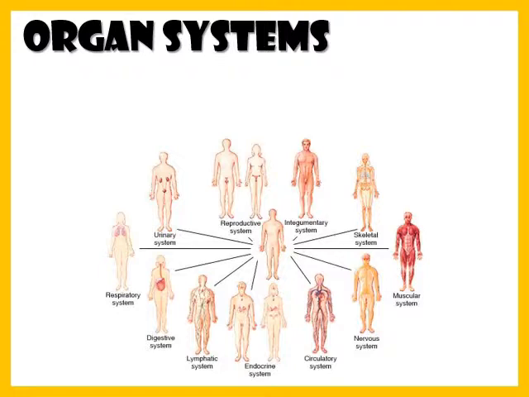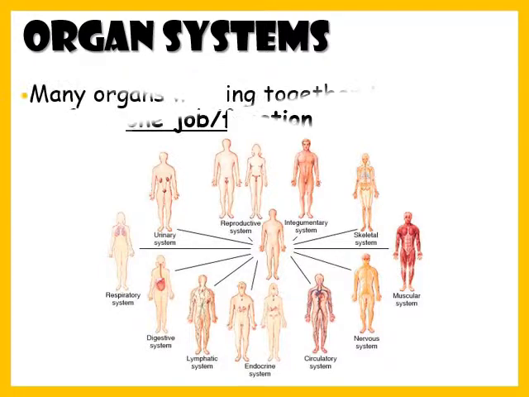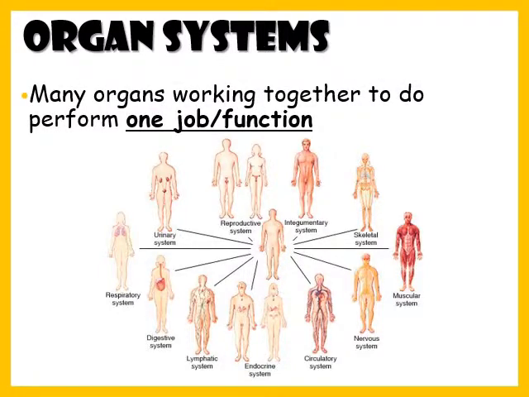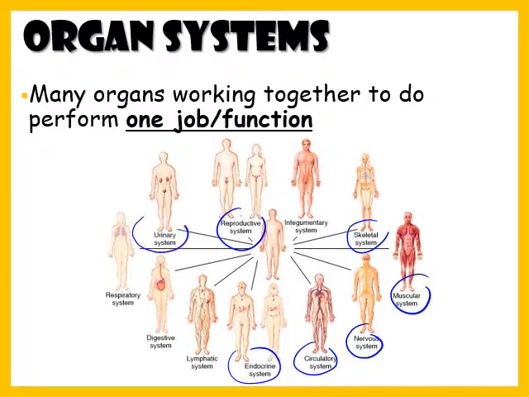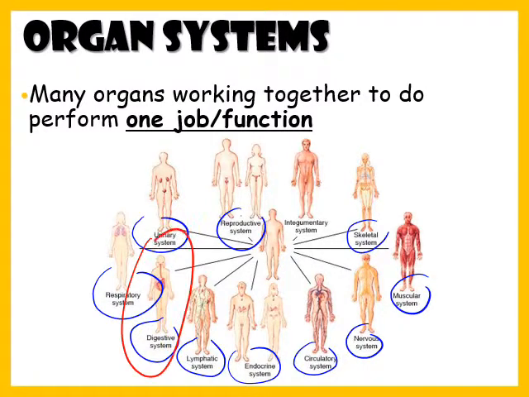This brings us to organ systems. So an organ system would be a whole bunch of organs that are working together to perform one job or function. And we will talk about these individually. You guys will be doing a foldable just to get an overview about these. There's really only 3 that we're going to look at in detail, however. And those 3 would be your digestive system, your circulatory system, and your respiratory system.